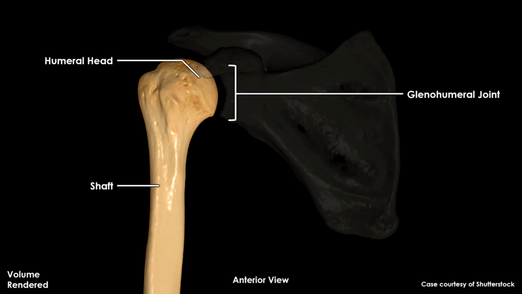The phrase gleno refers to the glenoid fossa of the scapula. That's the cavity that receives the head of the humerus to form this joint. The glenohumeral joint is simply the technical term that refers to the shoulder joint.